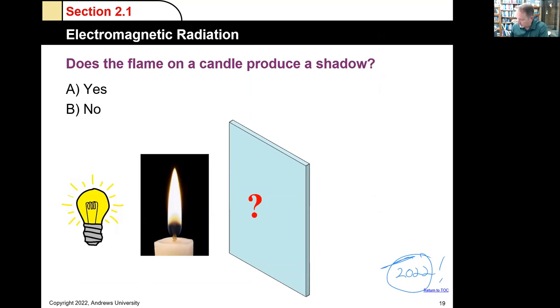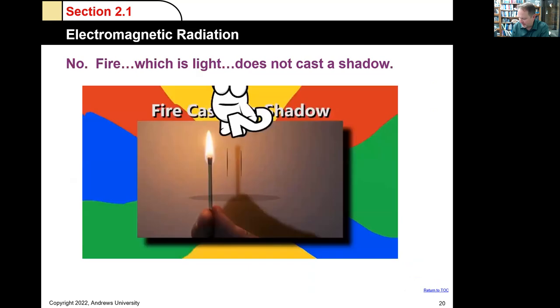Shadow from a flame, I'm going to get rid of. Does a flame on a candle produce a shadow? What do you think? The answer to that is no. Why does a flame not have a shadow? Well, here's a little video to show you.